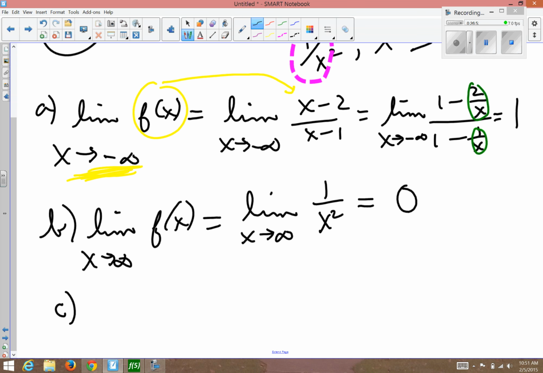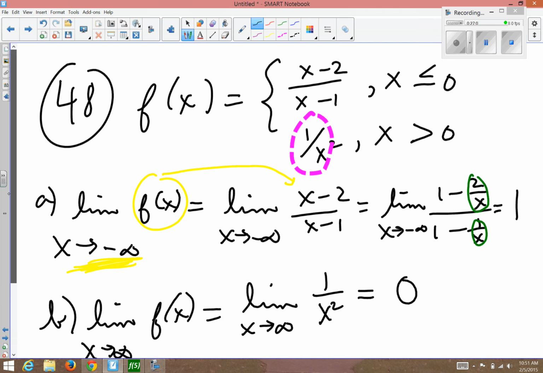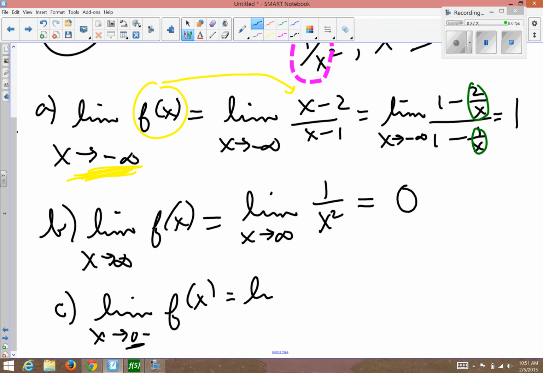Part C, the limit of f of x as x approaches 0 from the left. So I say if x is on the left side of 0, f of x is which piece? And we can read, so we know it's this one. If x is on the left side of 0, this is f of x. Rewrite part C like this. The limit of x minus 2 over x minus 1 as x approaches 0 from the left. We're just replacing f of x with the correct piece chosen by looking at this.